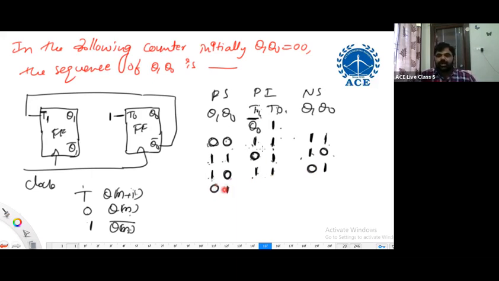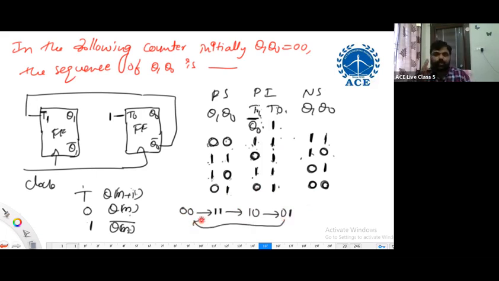Then based on this 0, 1 present state, what inputs are we getting? Q0 bar, 1 bar is 0. T0 is 1. So when T1 is 0, Q1 remains the same. When T0 is 1, Q0 will be complementing. 1 complement is 0. Right? So what we have here? 0, 0 to 1, 1, to 1, 0, to 0, 1, to 0, 0. We have to choose one correct answer.